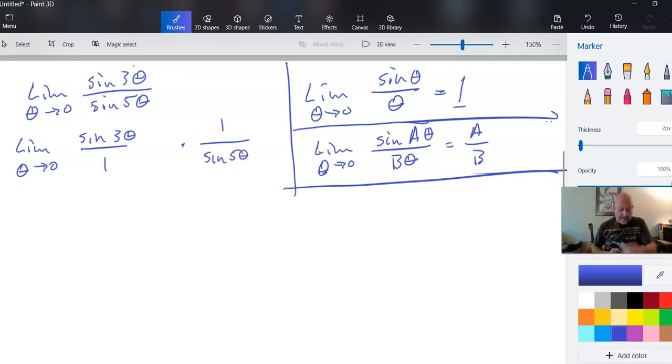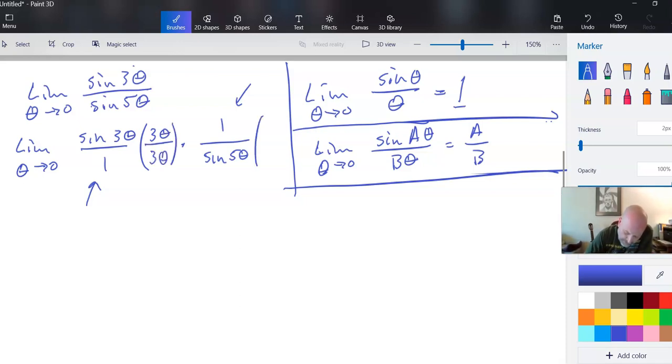times 1 over sine 5 theta. Okay, now this is one of those things where you ask yourself, well, what do I need here? Well, if I was going to do this, I'd want a 3 theta in the denominator down here, in this guy, and I'd want a 5 theta in this numerator. Those are the things I would want. So here's what I'm going to do. I'm going to multiply by 3 theta over 3 theta.